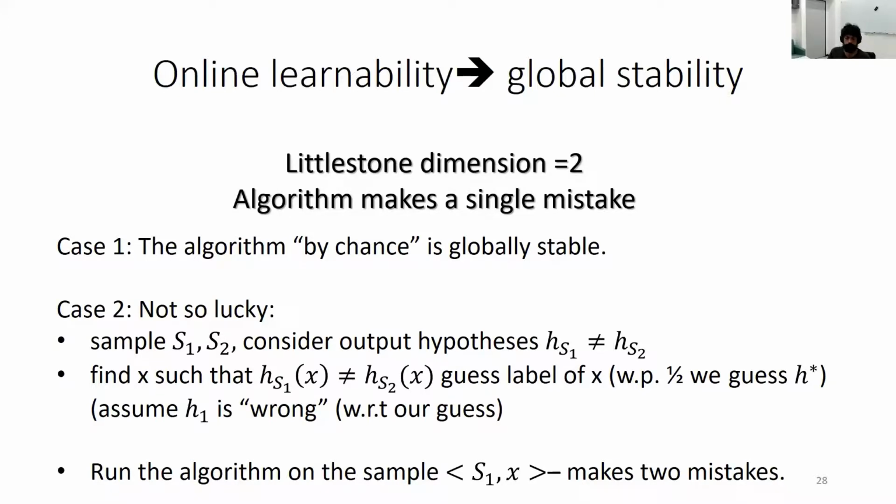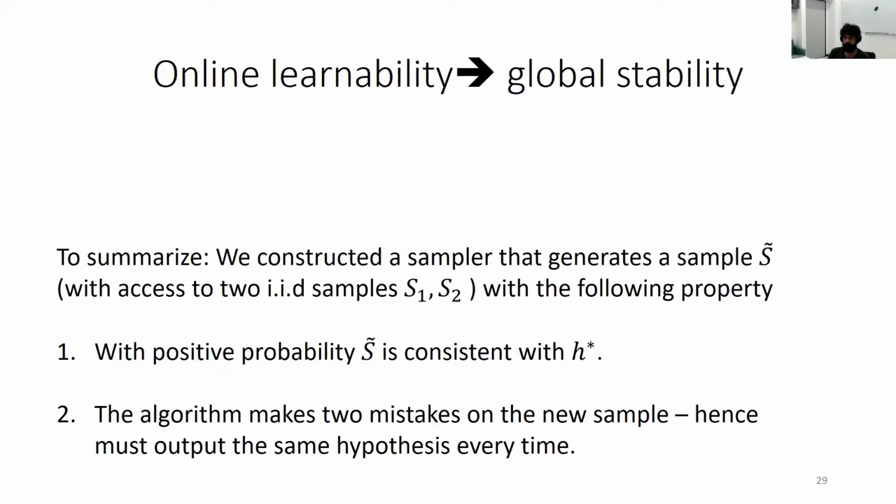And let's assume H1 is wrong, then we're going to run the algorithm on the sample S1 and then X with the label that we guess. So we're going to make 2 mistakes on this sample. And what we have basically done is we constructed a sampler that generates new samples that with positive probability are consistent with the original hypothesis. And also the algorithm makes two mistakes on them. So as before, it has to be stable.